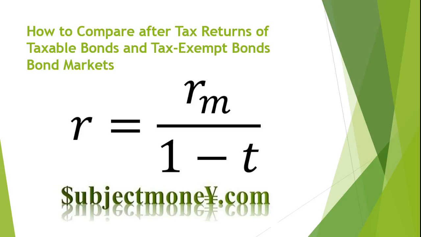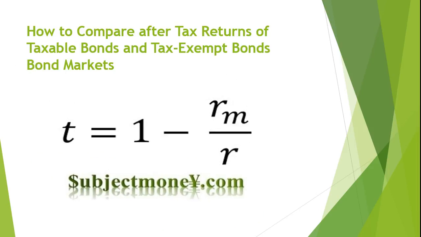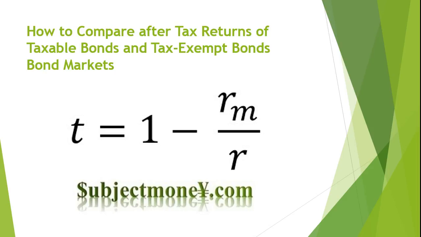The equivalent taxable return increases with higher marginal tax rates. Therefore, tax-exempt municipal bonds are more attractive to individuals in higher tax brackets. We can also use a formula to calculate the cutoff tax bracket. The formula is T equals 1 minus RM over R.